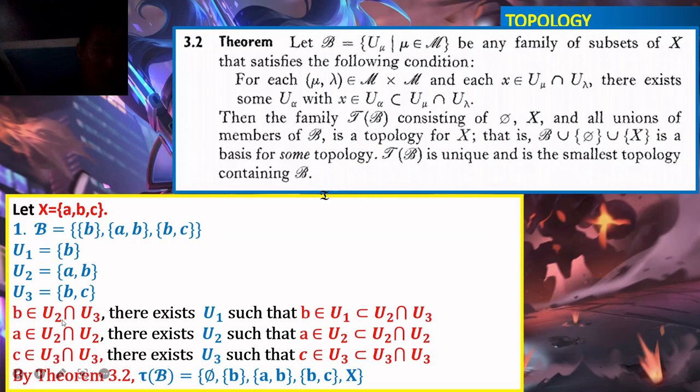Where B is an element in U2 intersection U3. So B is here. As much as possible, we look for the largest sets that contain B. So, U2 and U3. So, for U2 intersection U3, there exists U1, which is smaller, such that B is an element of U1, and U1 is a subset of U2 intersection U3. So this is formatted up here. Again, our U_mu is U2, and this is U3. And our U_alpha is U1, such that B is an element of U1, a subset of U2 intersection U3.